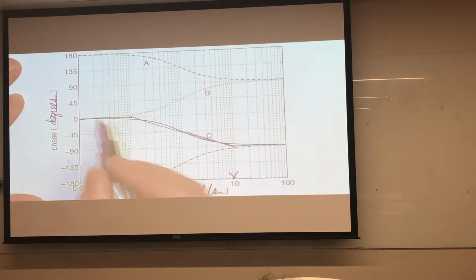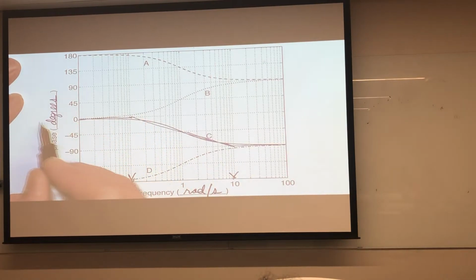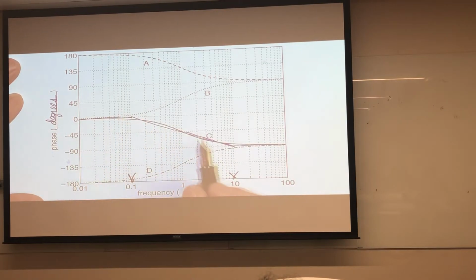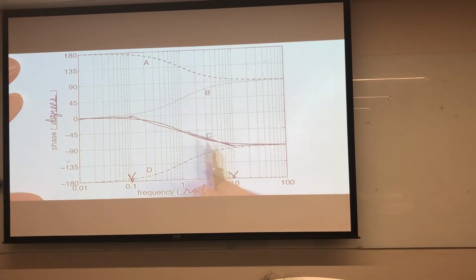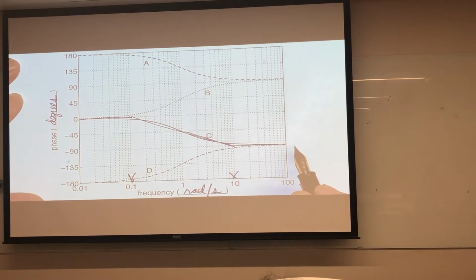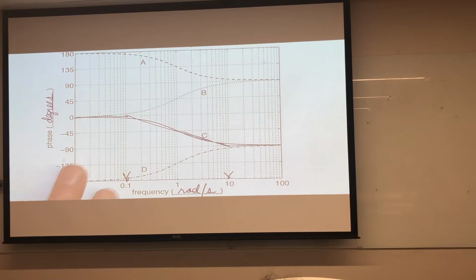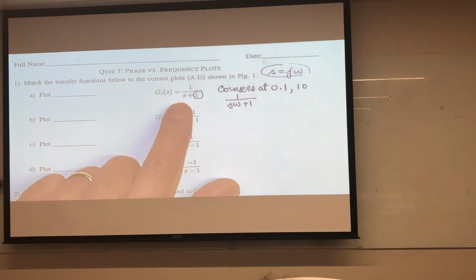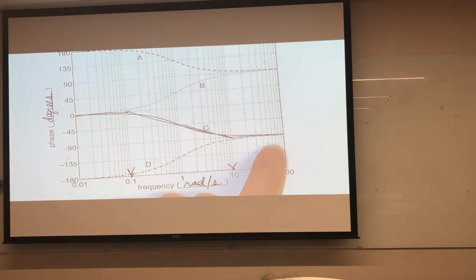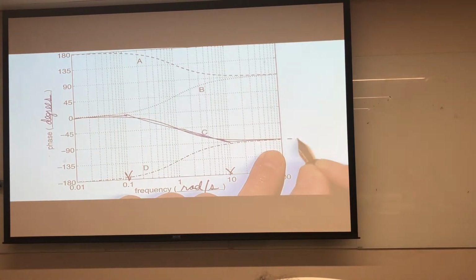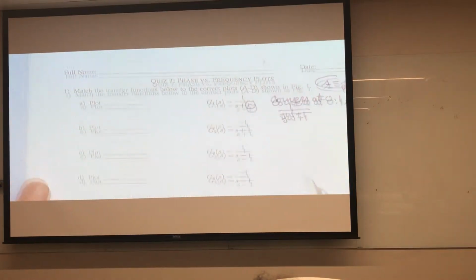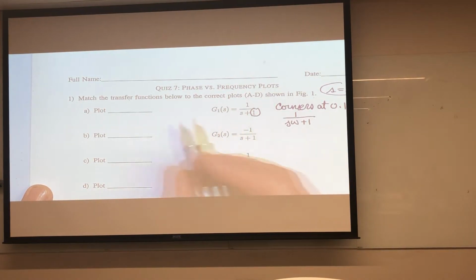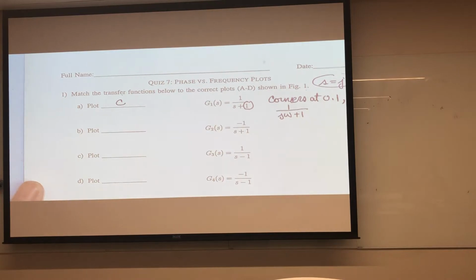If you were sketching it by hand, you would draw these straight lines. It starts off flat, hits a corner, and changes to minus 45 degrees per decade. After 2 decades, it's gone down 90 degrees, and then it goes out flat again. The relative degree of this problem, the number of poles minus the number of zeros, is equal to 1, and so it ends up at negative 90 degrees. So the answer, the one that matches this, should be graph C.